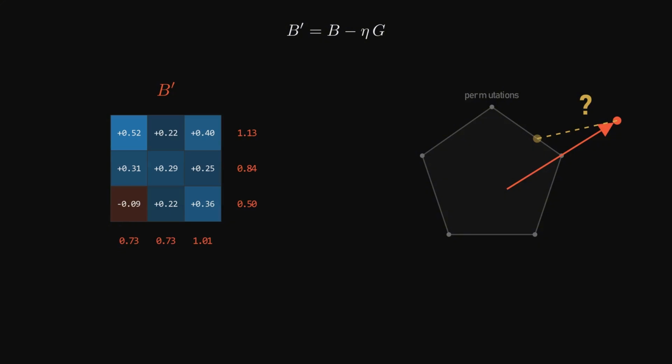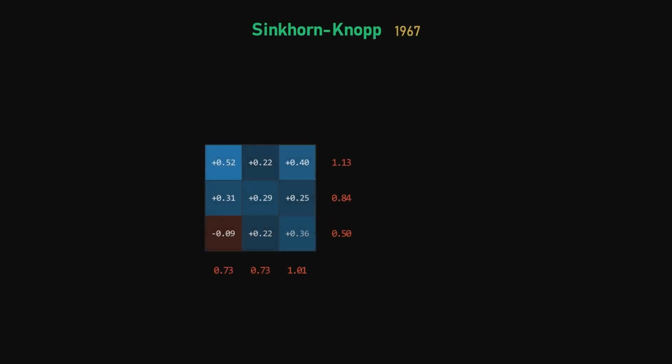Sinkhorn and Knopp. Clip the negatives, then divide every row by its sum. That breaks the columns, so divide every column by its sum, which slightly breaks the rows, and do the rows again. Alternate about 20 passes, and it converges to a genuinely doubly stochastic matrix. No SVD, no eigen anything, just division.